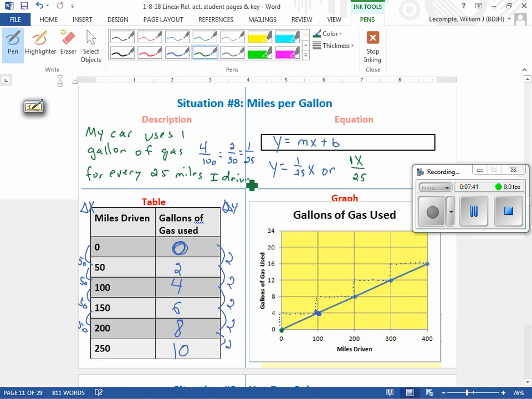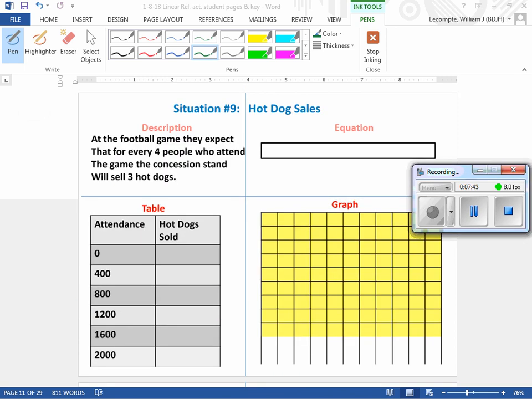Number 9. So at the football game, they expect that every 4 people who attend the game, the concession stand will sell 3 hot dogs. So every time we go into a game, we got 4 people going, right? Well, what are our people? Our people is our attendance, right? And that's our x. And this is y.